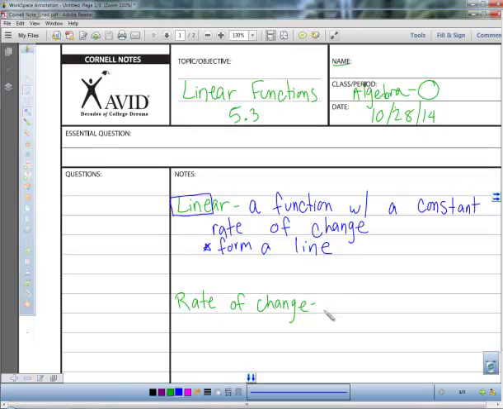Rate of change can be defined as the change in y over change in x. It is the ratio. Another way that you will see it written is this symbol. It's the delta symbol, and all that means is change in y over the change in x.